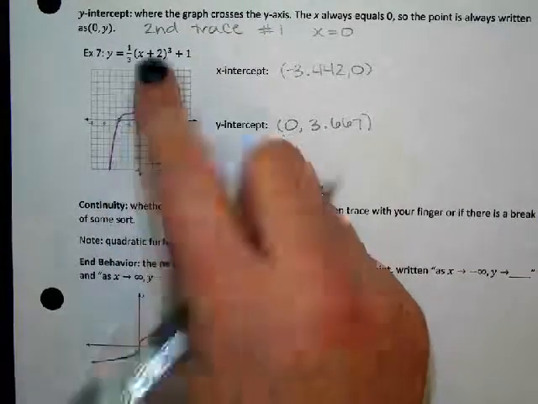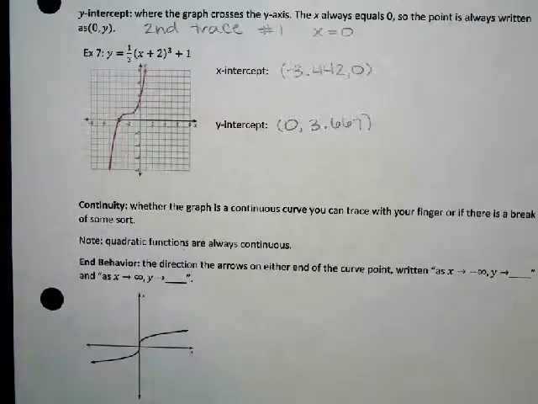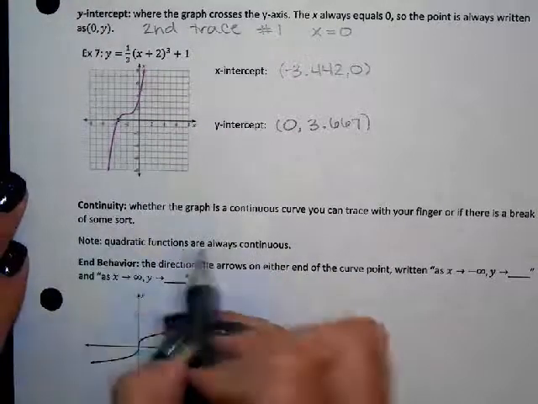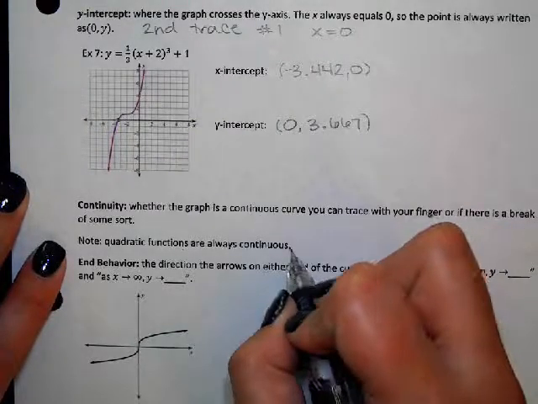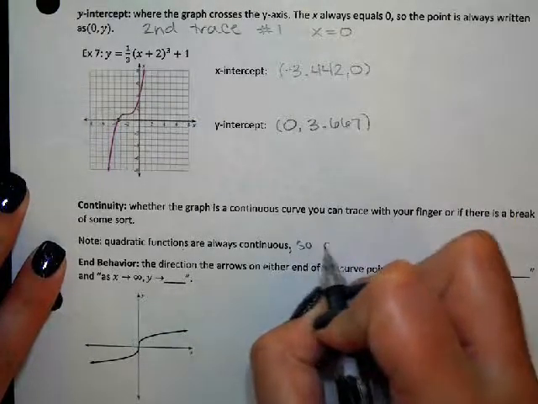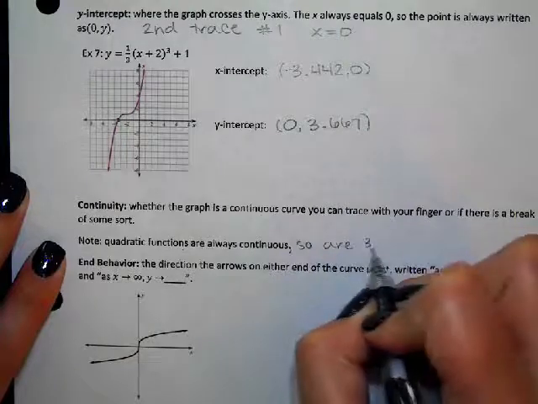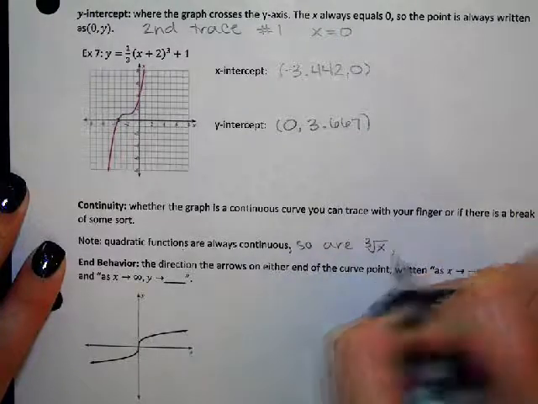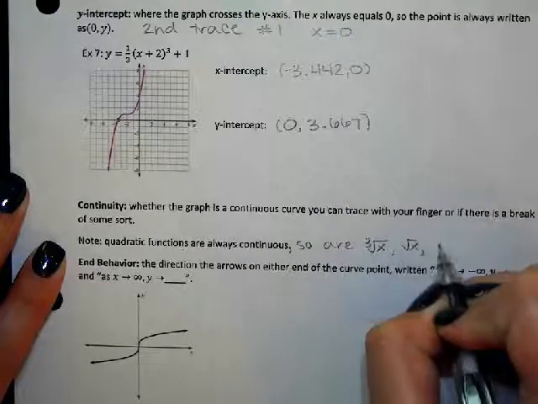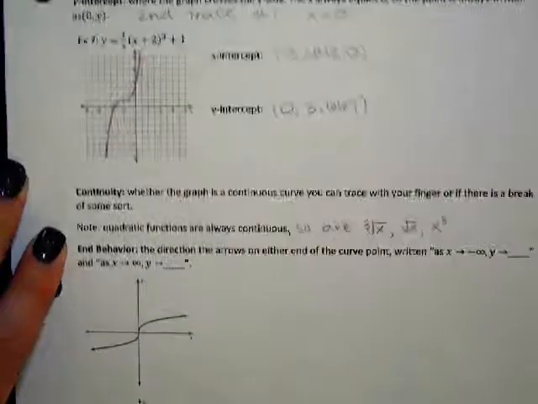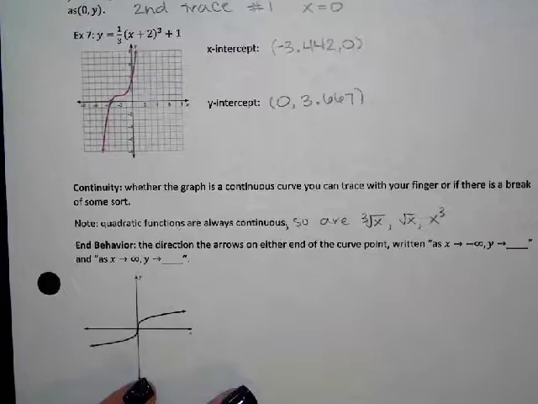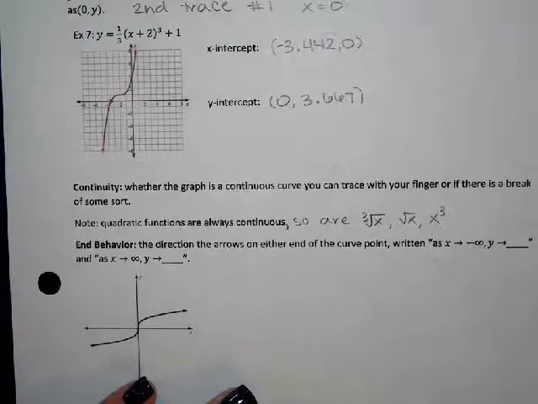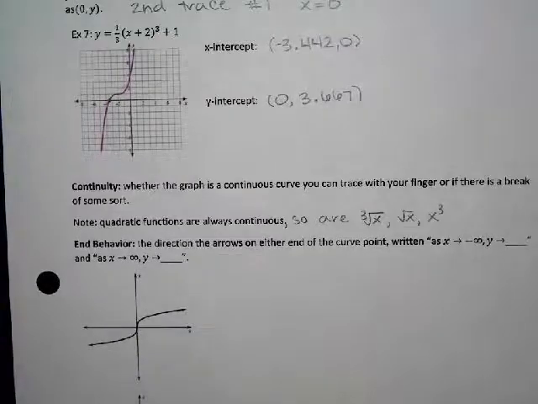So my note was quadratic functions are always continuous. We're going to add a note to that. So are cube root, square root, and cubic. All of those graphs that are in this video, they are all continuous. So we have not yet gotten to graphs that are interesting and that they are not continuous. We're still on the graphs that are kind of like boring continuous.